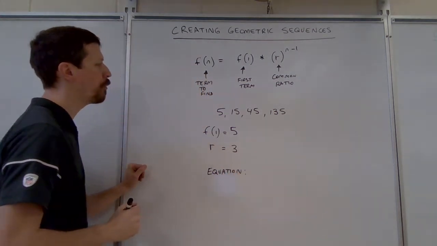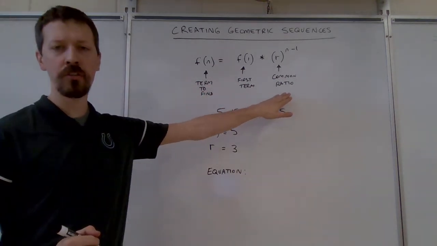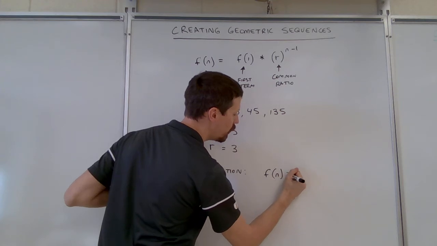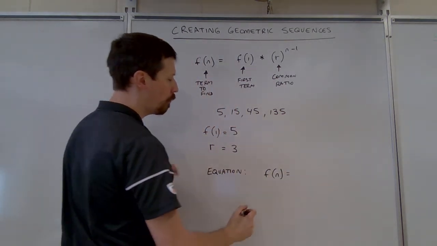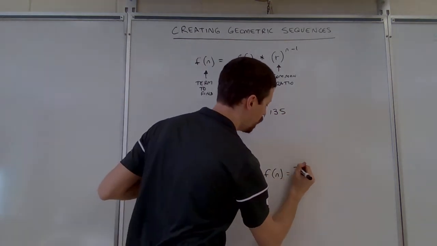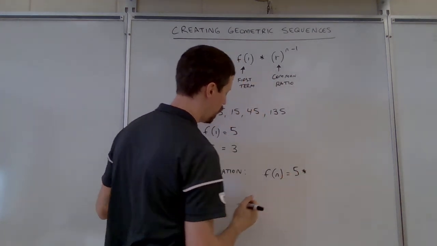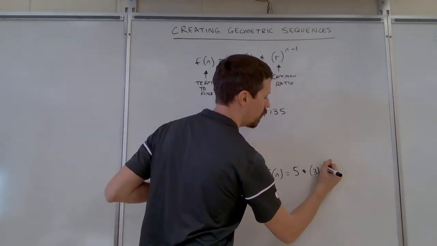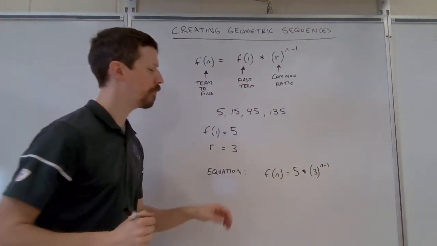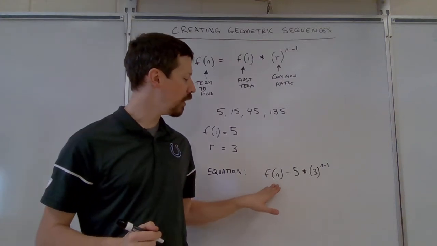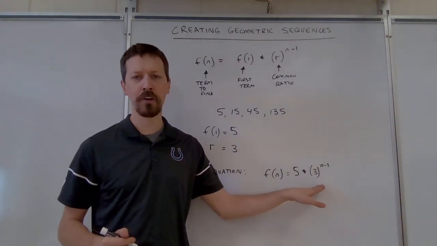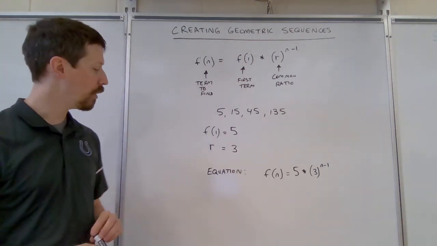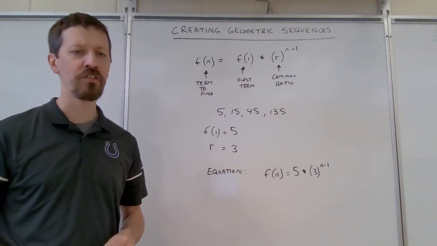All right, so the equation for this one, remember we're going to just use this example up at the top, is going to be f of n equals my first term, which you guys have already put down as 5. That's 5 times your common ratio, so that's 3 raised to the power of n minus 1. So this equation is f of n equals 5 times 3 raised to the power of n minus 1. It wants us to go ahead and do an example of what is the 7th term of this sequence.